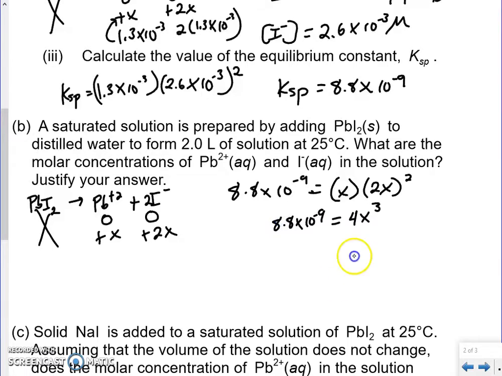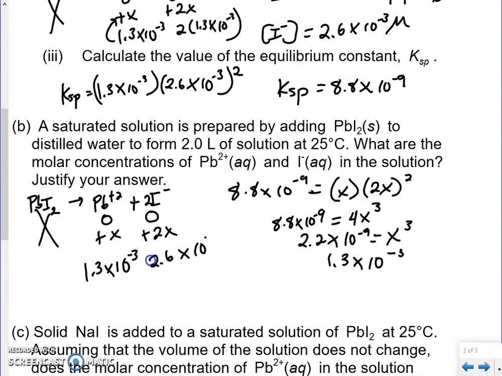So if we solve this out, we're going to divide by the 4, which gives us 2.2 times 10 to the negative 9th equaling x cubed. Then we take the cube root, and we get x equal to 1.3 times 10 to the negative 3. What does that mean? That means our lead is going to be 1.3 times 10 to the negative 3, and our I is going to be 2x, which is 2.6 times 10 to the negative 3.